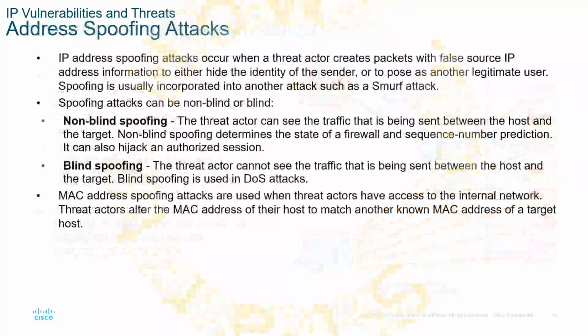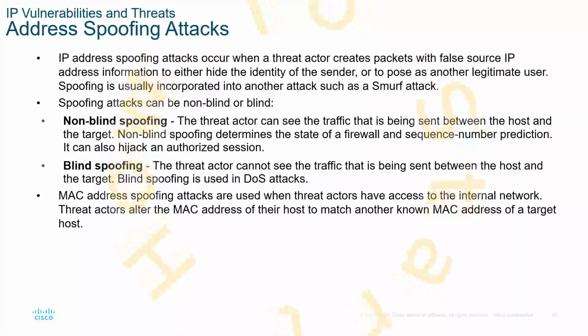Address spoofing is looking at either non-blind or blind spoofing, and that will be where the threat actor uses the traffic that's sent between hosts and the target. In a non-blind attack, the spoofing will determine the state of a firewall and sequence number to inject authorized sessions. With blind spoofing, they do not worry about the sequence number or the state of the firewall. They just inject data and blindly hope that it goes through.